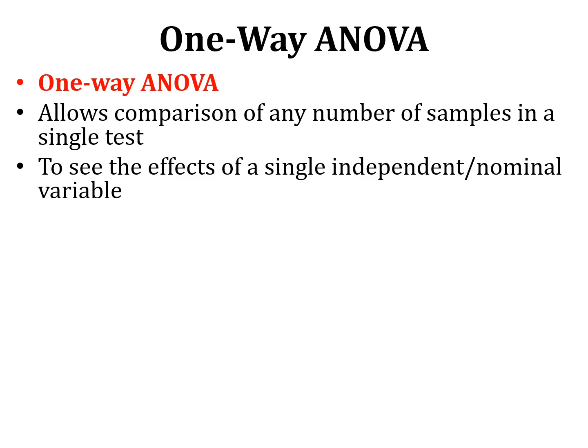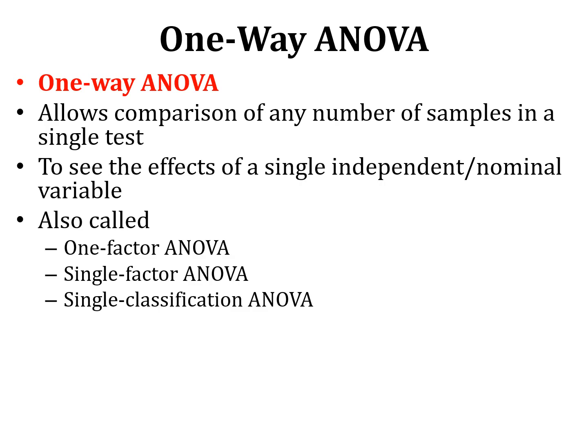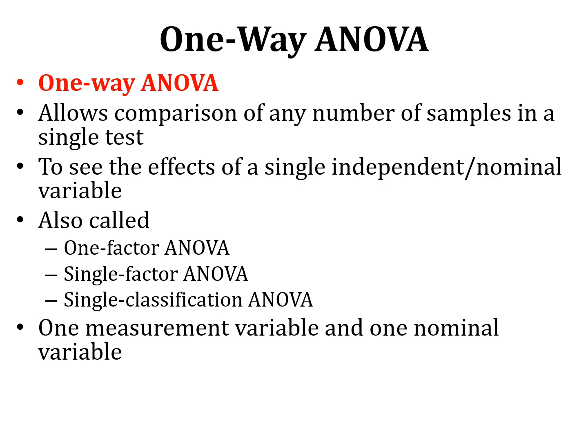And we can do that test to see the effects of a single independent or nominal variable. So this is the point to consider here, that in case of one-way ANOVA, we are going to see the effects of only a single type of the independent or the nominal variable or the predictor variable. And this ANOVA is also known as one-factor ANOVA, single-factor ANOVA, or single classification ANOVA. So these are different names for one-way ANOVA.